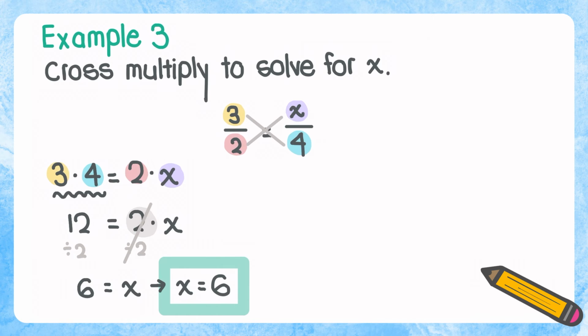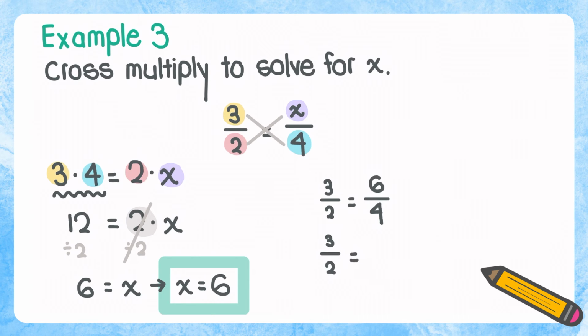Now let's check our work. So 3 over 2 equals x over 4. This is our original equation. But let's replace x with the 6 that we just found. Is this equation true?